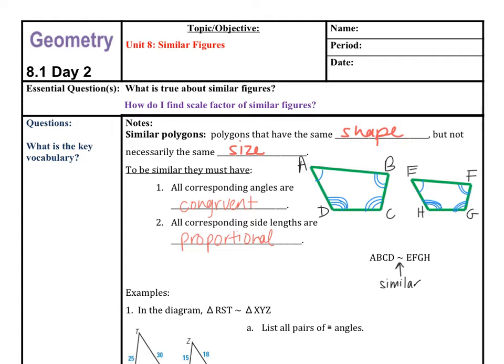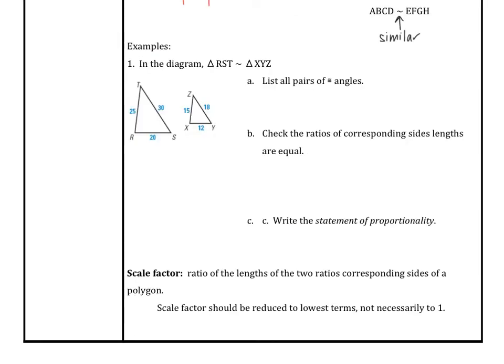Okay, let's move on to our first example. In the diagram, triangle RST is similar to triangle XYZ. It says list all the pairs of congruent angles. Because they're similar, we know that the angles have to be the same. So that means that, if you look at this picture, T has to be congruent to Z.